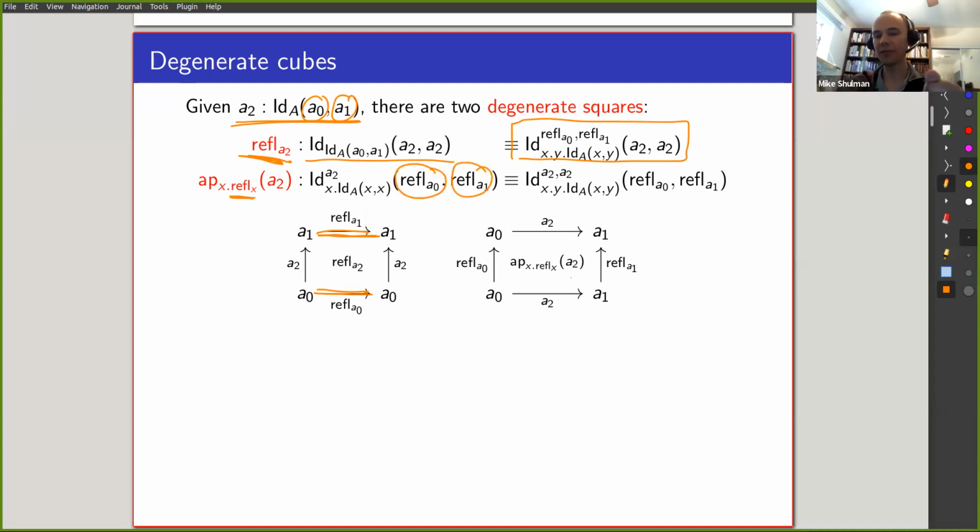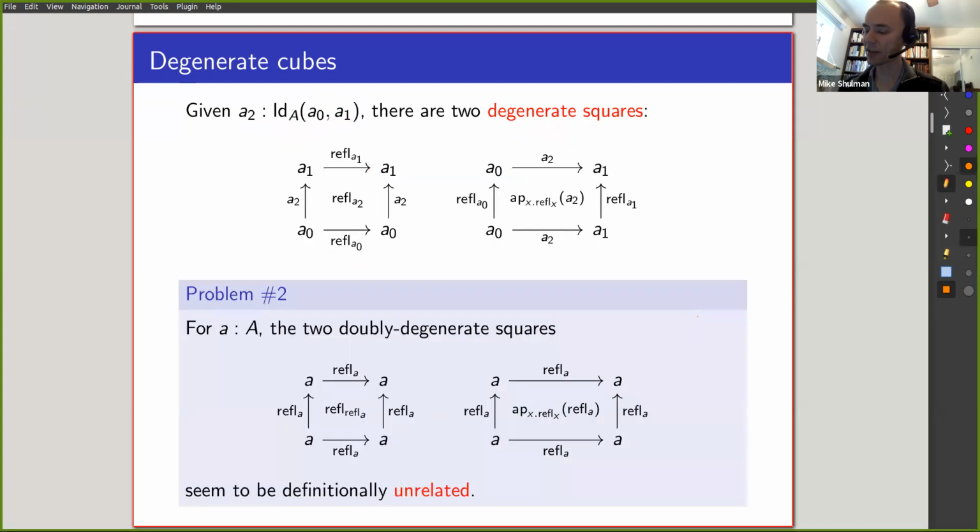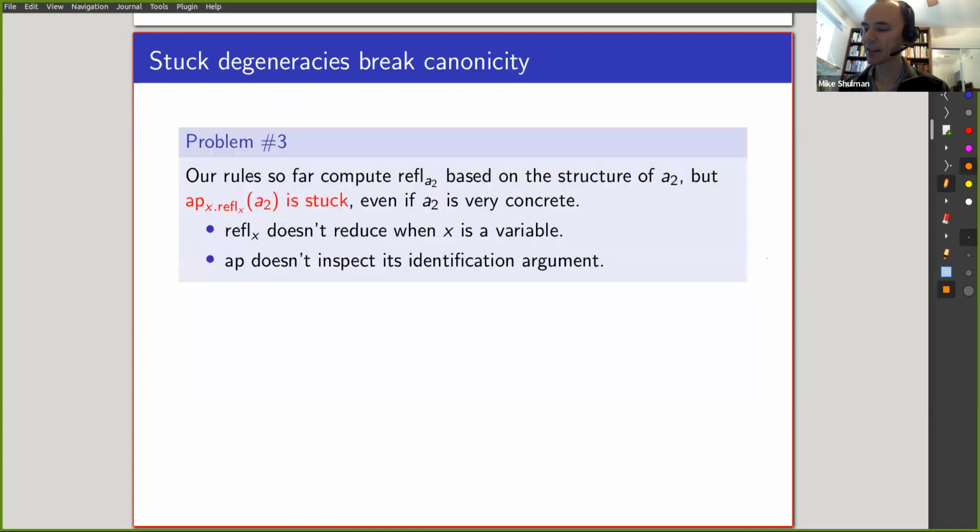And so the things that are being identified by a square are the left and the right boundaries. And so this gives me one of these degenerate squares, which is constant in the up-down direction. So we do have these two degenerate squares, but they don't behave quite like we might expect. For instance, if A2 is actually itself reflexivity, then you might expect that these two different doubly degenerate squares are in fact the same, that there's only one sort of constant square, but the rules that we have so far don't actually relate these things to each other in any way. It's not clear how they're related. So that may be another problem. Maybe it's a problem, maybe it's not a problem. Here's something that's definitely a problem.